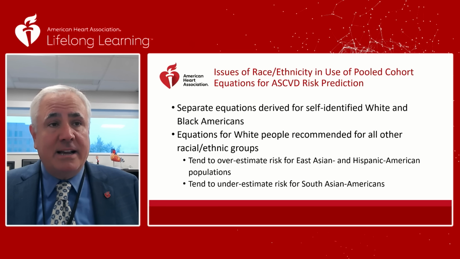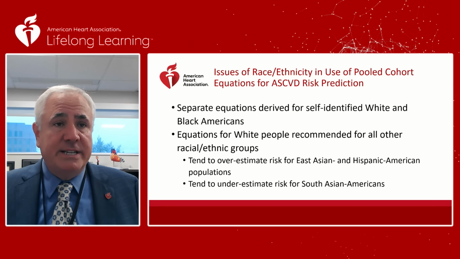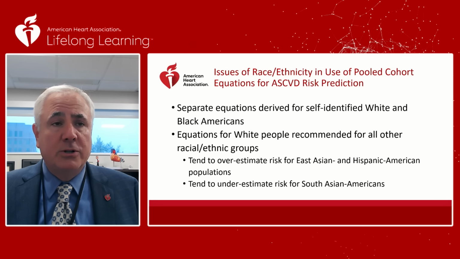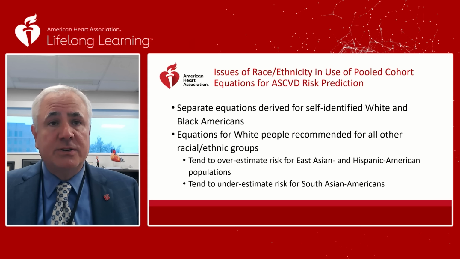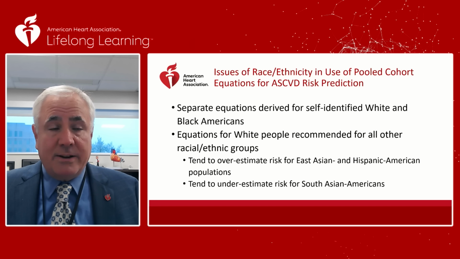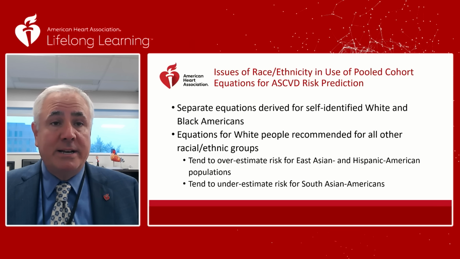So, again, I think I kind of alluded to this, to what you see here on this slide. When the pooled cohort equations were developed back in 2013, we had enough data from white and Black Americans from the cohorts that were included to create separate equations for white and Black Americans. But we didn't have data, unlike for PREVENT, on disaggregated Asian populations or even aggregated Asian populations, and certainly not for people who identify as Hispanic American or South Asian.